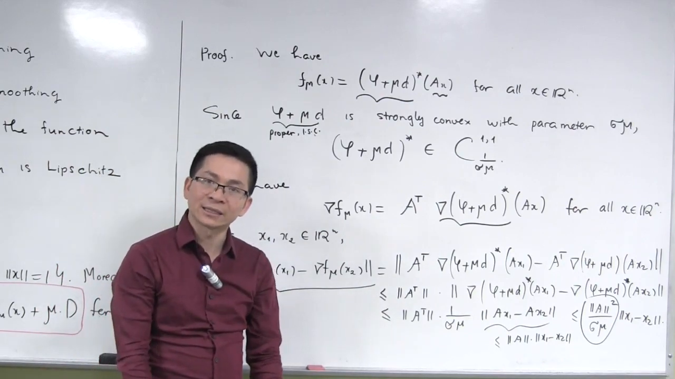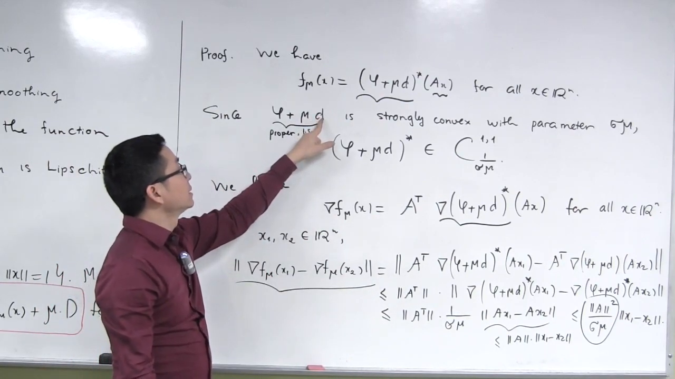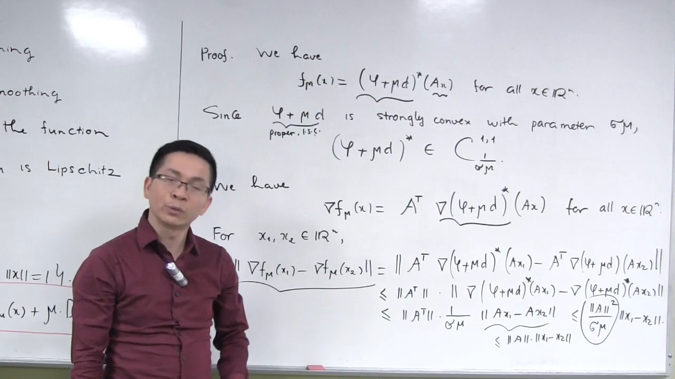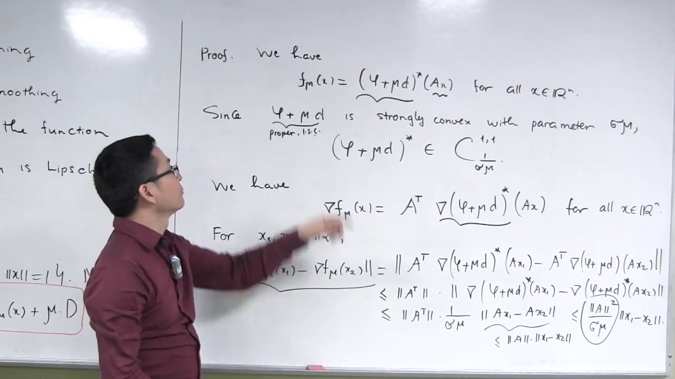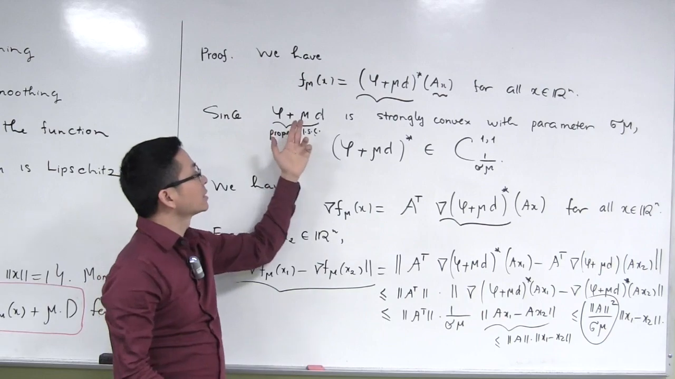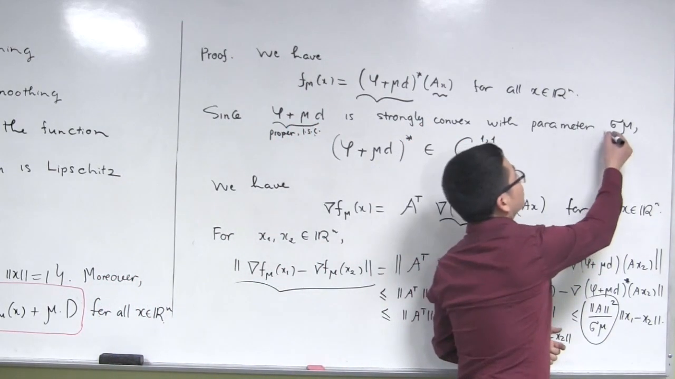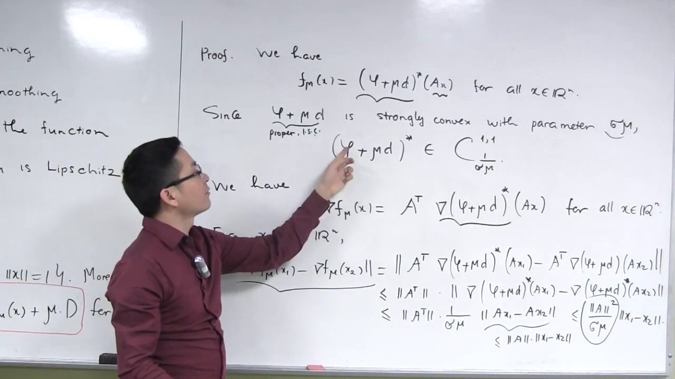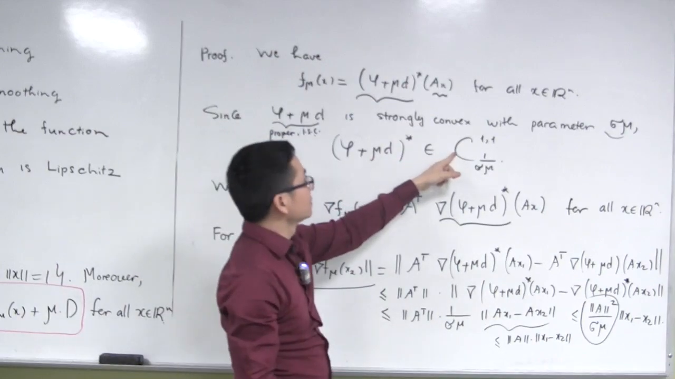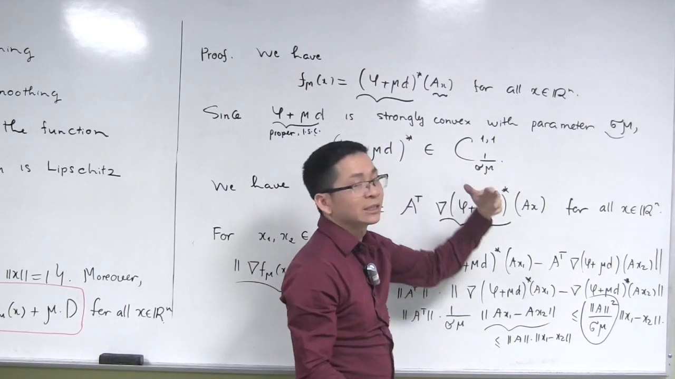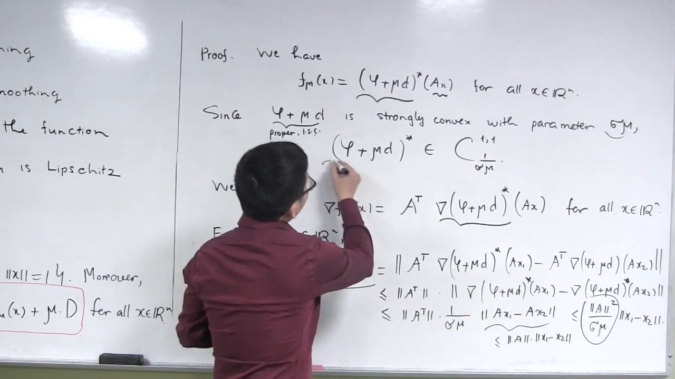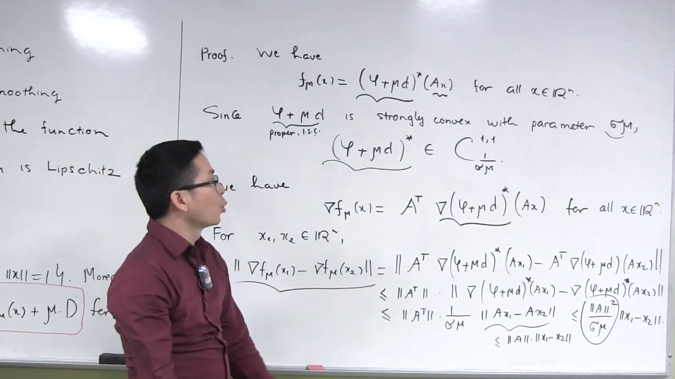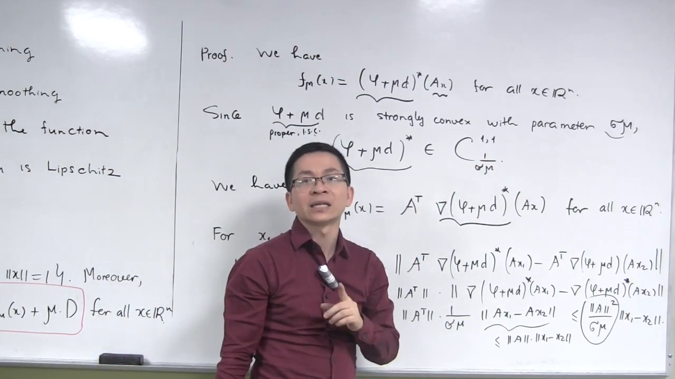This follows from the previous lecture because d here is strongly convex with parameter sigma, so mu times d is strongly convex with parameter sigma times mu. If we add a convex function phi, then the new function is strongly convex with this parameter. So we will see that (phi plus mu d)* belongs to the class of C^{1,1} functions. That means this function is C^1 and its gradient is Lipschitz continuous with constant 1 over sigma times mu.